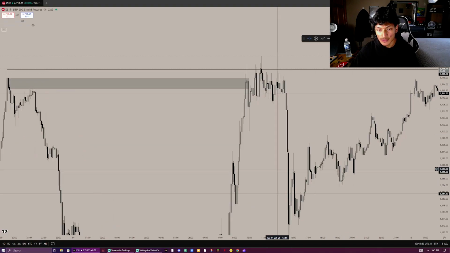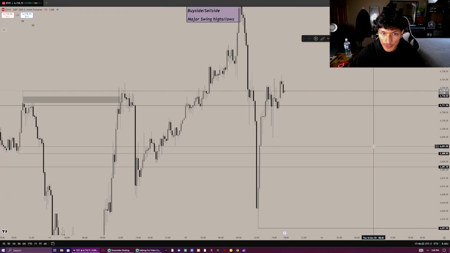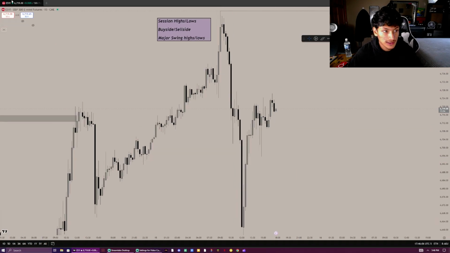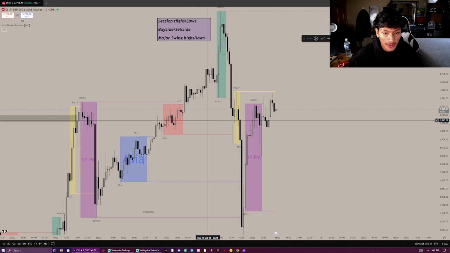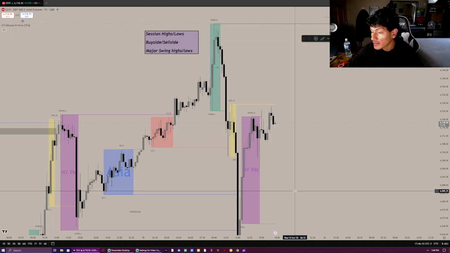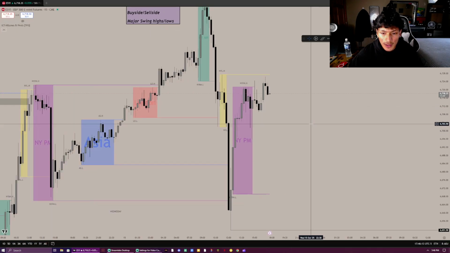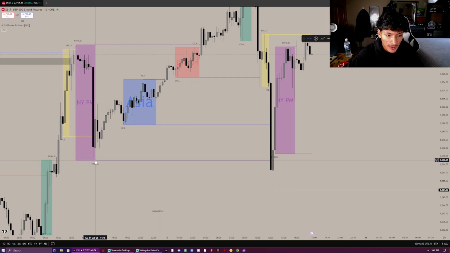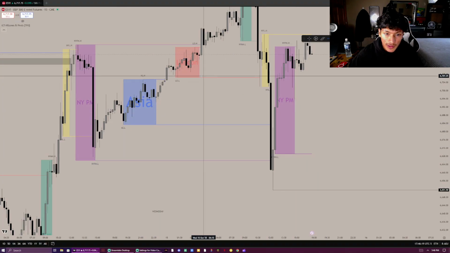Session highs and lows are super, super important because they are obvious draws in liquidity, super obvious draws. You want to mark out your session highs and lows, or use your indicator, ICT Killzones and Pivots. But look at here, these lows right here, all these lows were points of interest.